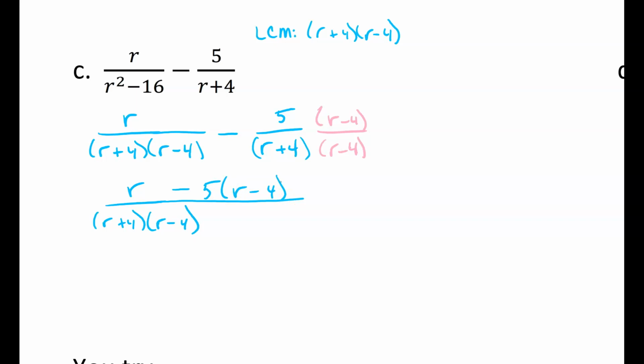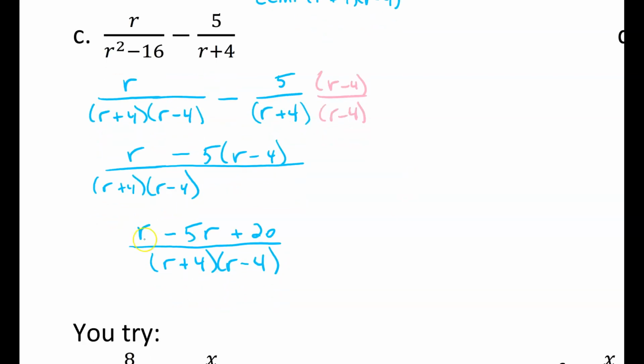Okay, and so now I'm going to go ahead and distribute the numerator. R minus 5r, and then that'll become plus 20 all over r plus 4, r minus 4. And then collect our like terms. So we get 1r minus 5r, so negative 4r plus 20 over r plus 4, r minus 4.